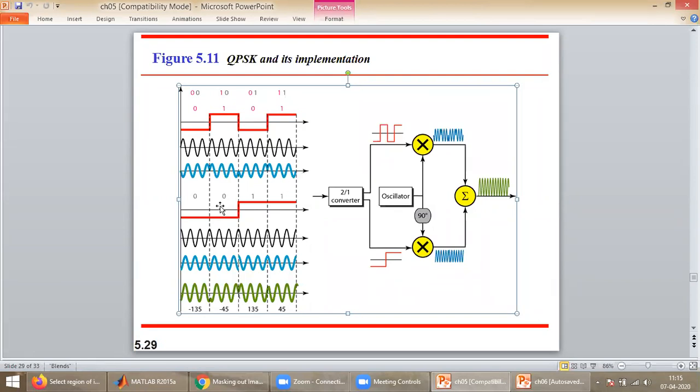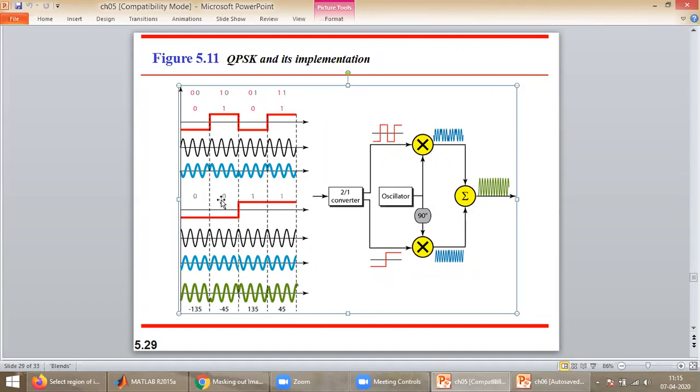Next, take the second bits of every 2 bits. For this sequence also, we have to generate an analog signal. Here 0 means phase value 270. 1 means phase value 90. Here also 90. So 1 means 90, 0 means 270.